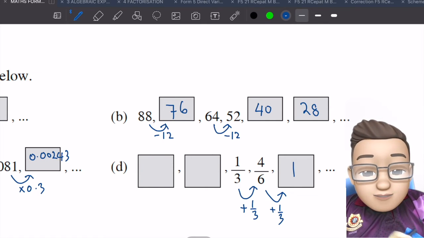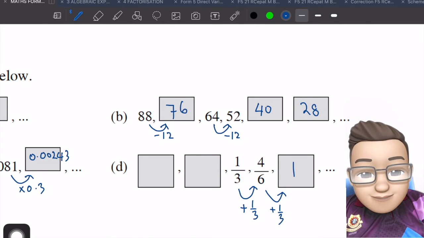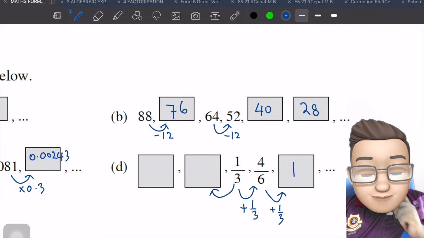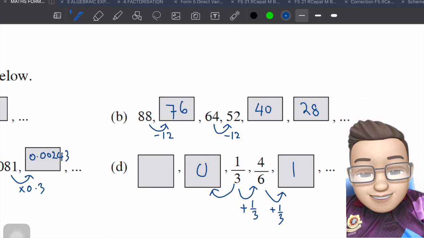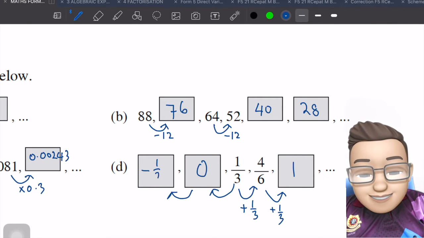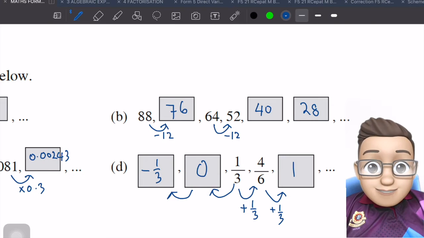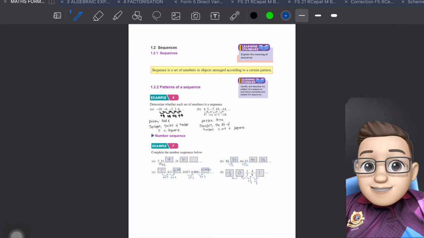So how to find, from 1 over 3, the previous number? It's just you minus it. 1 over 3 minus 1 over 3, you will get 0. And then reverse, you need to minus 1 over 3, and you will get negative 1 over 3. As simple as that.